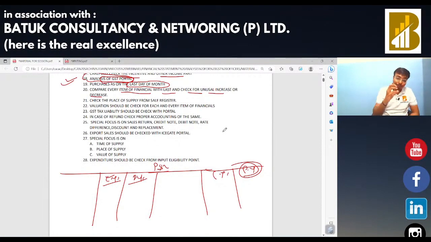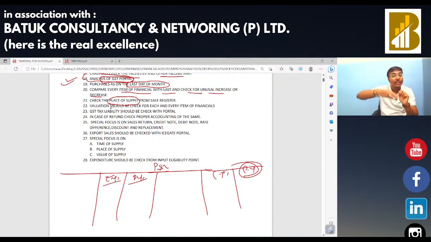Okay, sir. So this is a point on which we need to do the work. Next, check the place of supply from the sales register. Sir, when you are going to check the sales register, these two documents are very much relevant to you, for sales register and for purchase register. And in maximum cases of the bill to ship to model, you find certain things. So when you are going to analyze the sales register, in that case from the state, you need to check that the place of supply is correct or not.